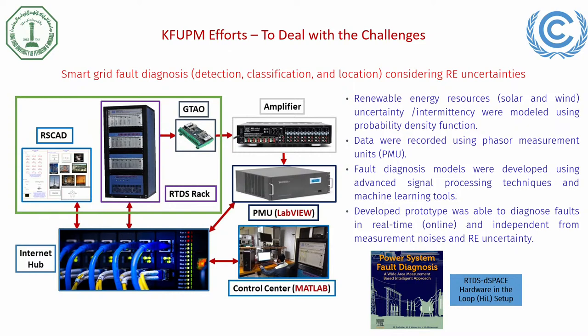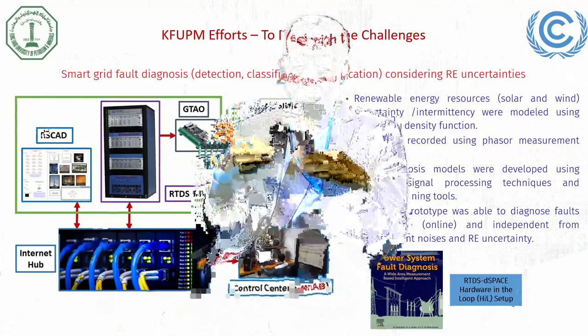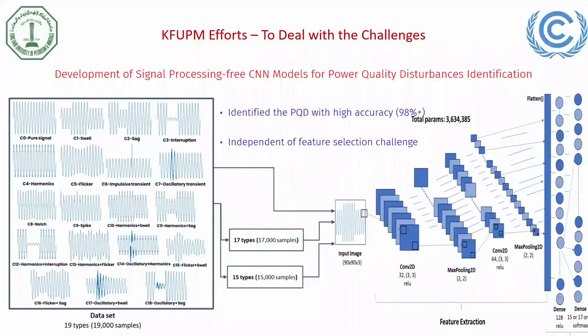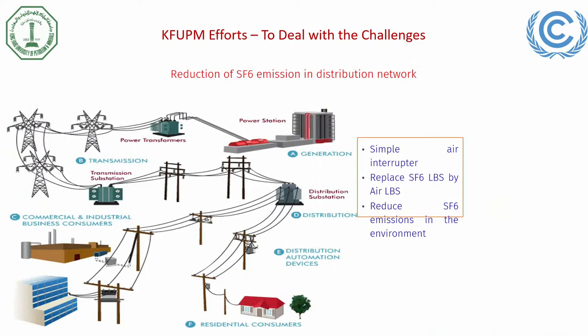And now currently we are working with the Ministry of Energy to have some prototype, to advance the technology from a lower TRL level to a higher TRL level. So this one is for power quality disturbances detection and classification. We use a CNN model, which is free from signal processing techniques. So this will help us to identify the power quality issues.